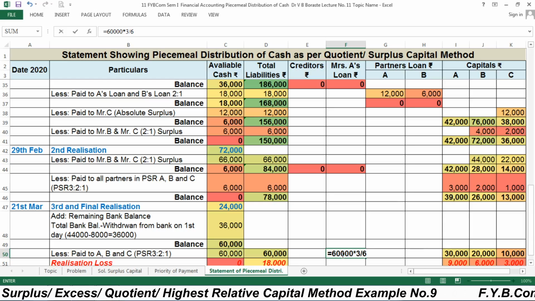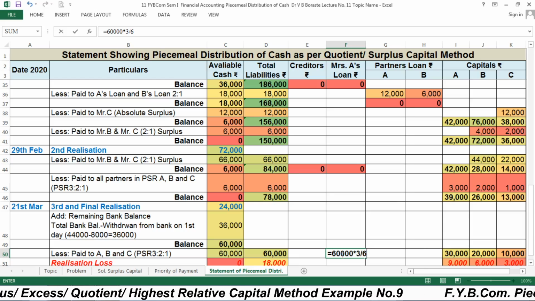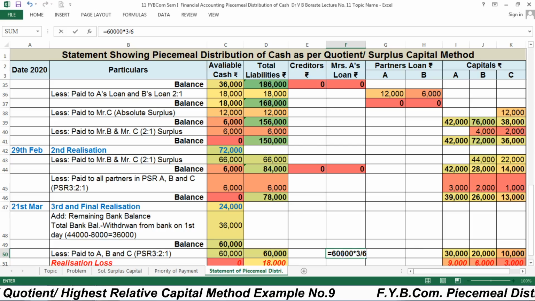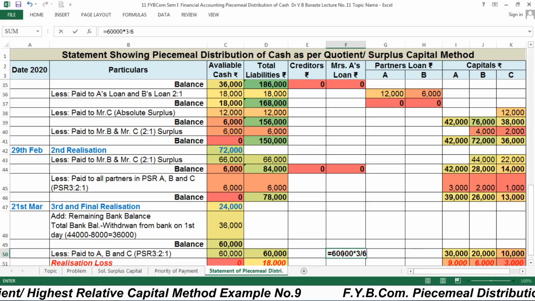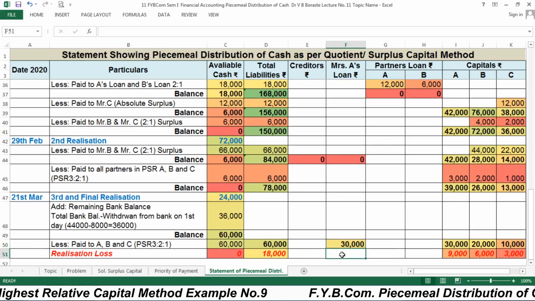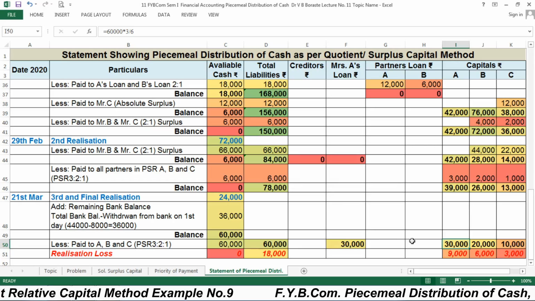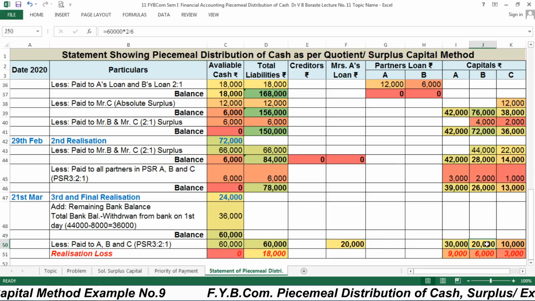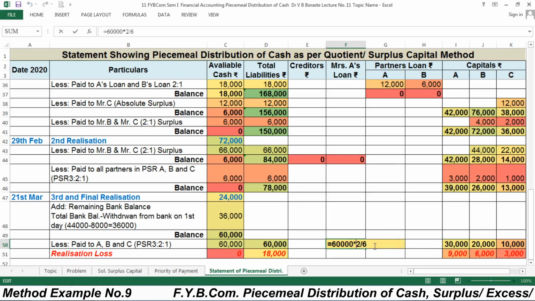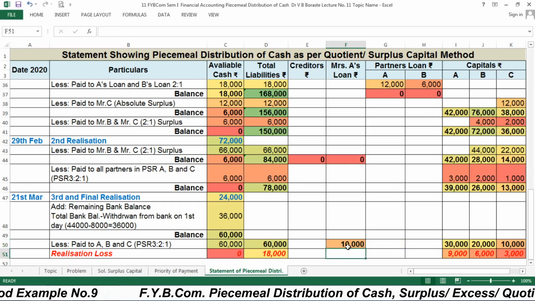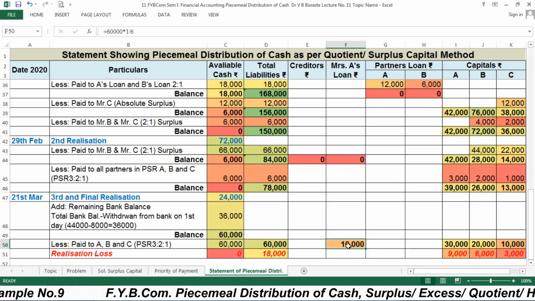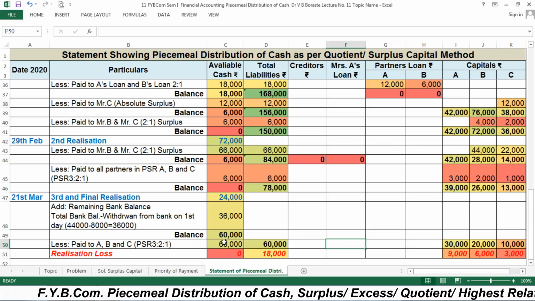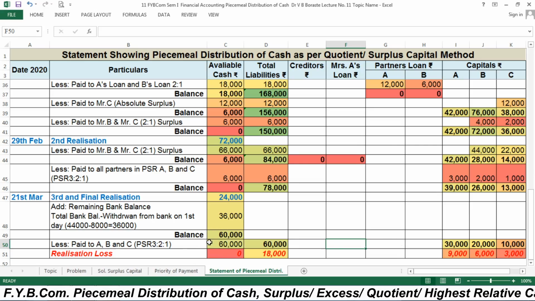That means Mr. A will get 3 shares, Mr. B will get 2 shares and Mr. C will get 1 share of rupees 60,000. So here is the calculation: 60,000 into 3 divided by 6. The answer is 30,000. That means Mr. A will get 30,000. In the same way, Mr. B will get 2 shares, that is 20,000. And in the same way, Mr. C will get 1 share, that is 60,000 divided by 6 into 1, that is 10,000. So in this way, we paid all the amount to all the partners in the profit sharing ratio.